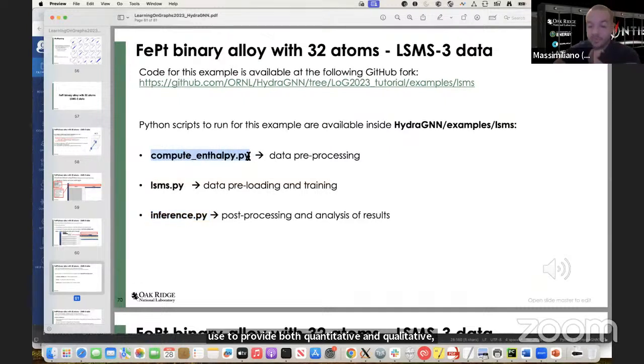Why do I need the compute_enthalpy.py? Because the density functional theory code returns the total energy of an atomic structure. But typically, chemists and physicists are not interested in the total energy.